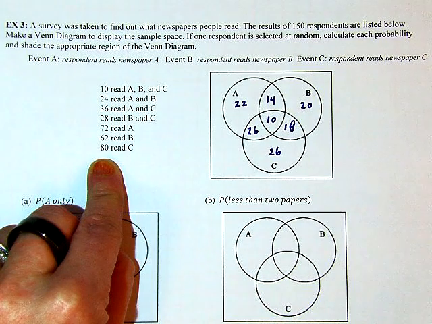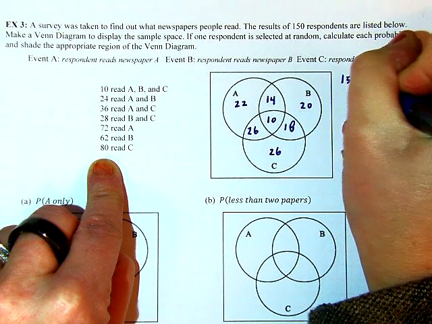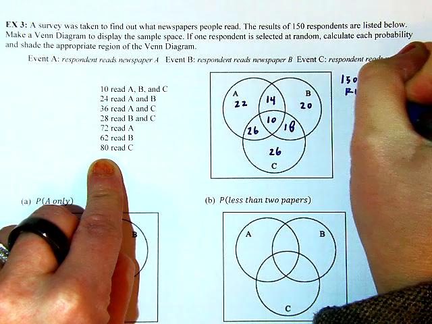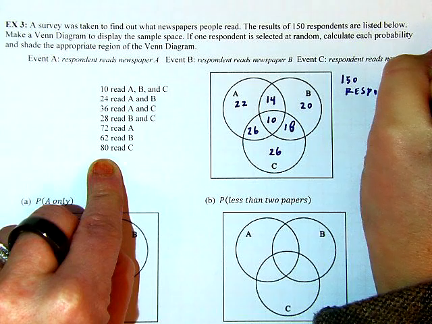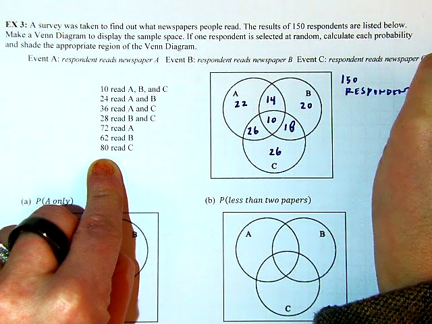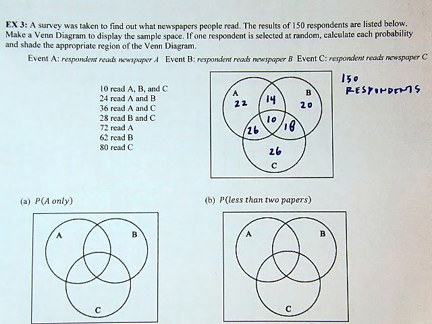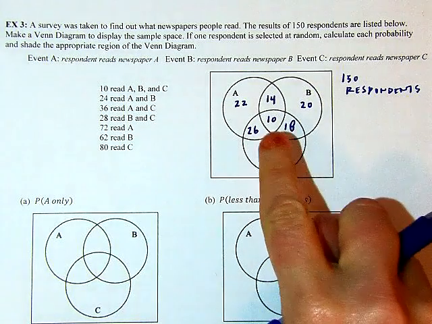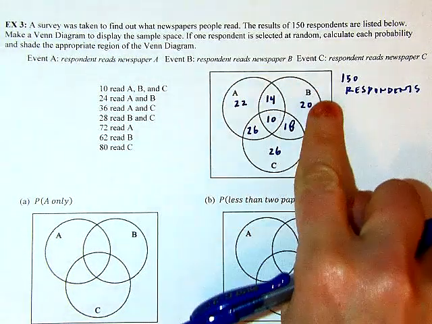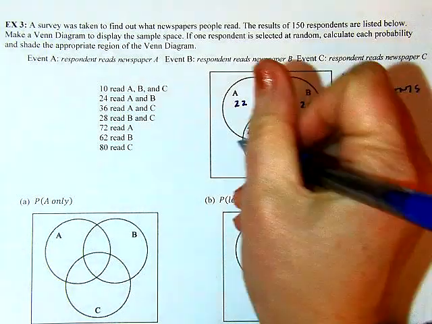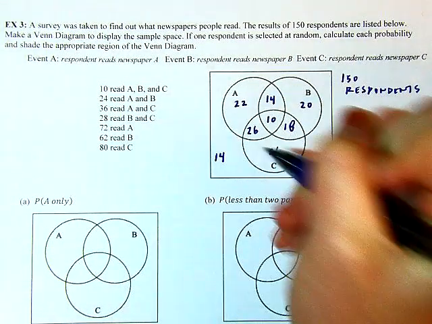Okay, remember that we have 150 total respondents. I'm going to mark that off to the side. So I know that I also have the scenario that maybe we have someone who doesn't read any of these 3 papers. So if I take 150 and I subtract all of these numbers in any part of these circles, I'm left with 14 in this space here.